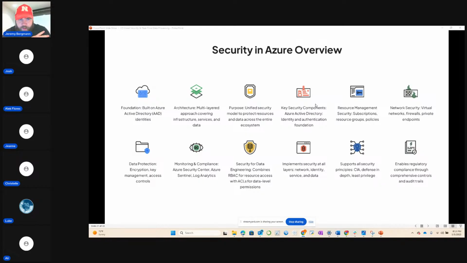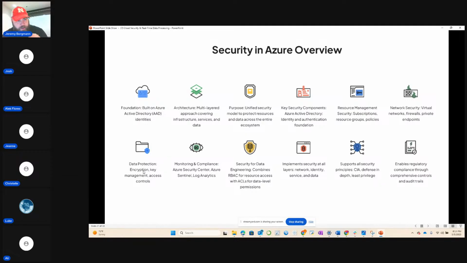Let's see what else we have. The foundation is built on Azure Active Directory. We talked about that. Within this, we also have network security. So we have virtual networks, firewalls, private endpoints. You can do a lot with network security. We talked about that as part of the infrastructure that we want to secure.